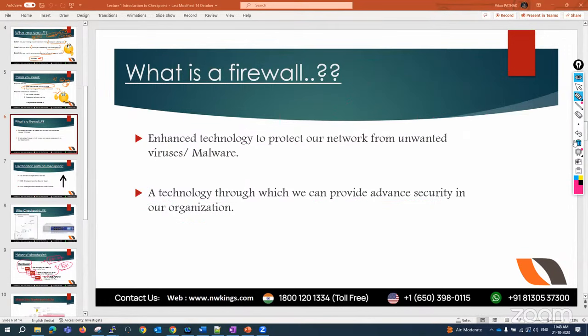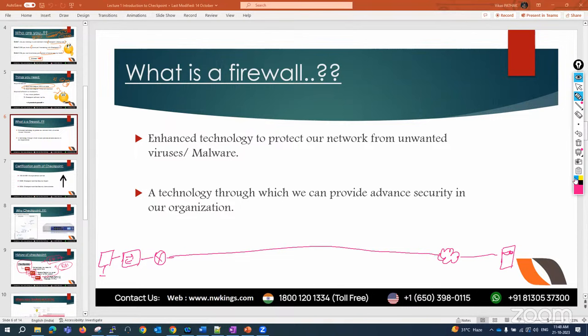So you know what? Back in 2000, 2005, what used to be there? This is my source. This is the destination. This is the internet. On the internet, this destination is connected. This source is connected with a switch. This switch is connected with the router. Let's suppose this router is connected with the internet initially.